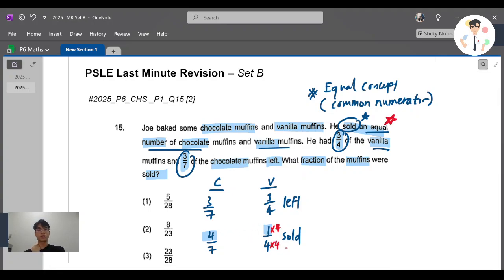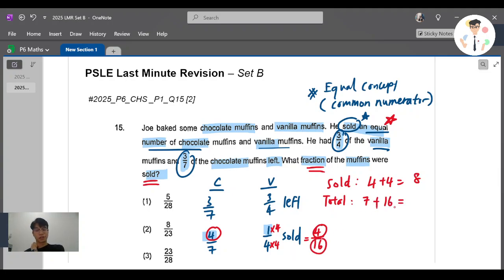And we times 4 here, and here it becomes 4 out of 16. This 4 and this 4 represent the muffins that we actually sold. Now they're asking, right? So sold will be 4 plus 4, which is 8. Because we are looking for the fraction, we need to find the total also. Total, I have 7 units of chocolate muffin and 16 units of vanilla muffin, so it's 23. That's why the fraction is 8 out of 23, and the answer here is option number 2.